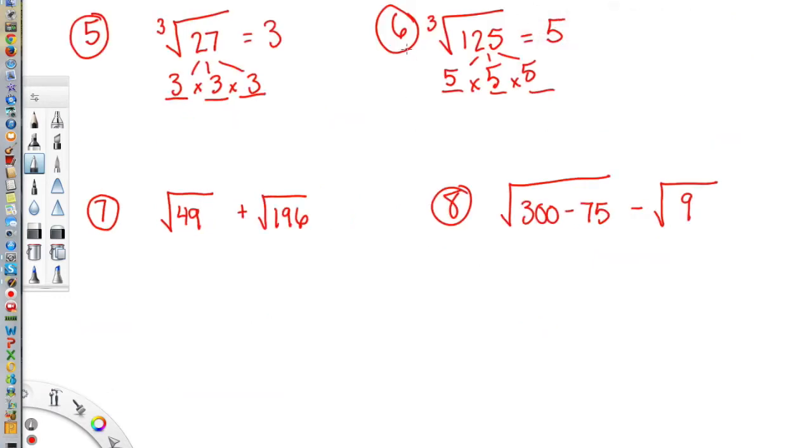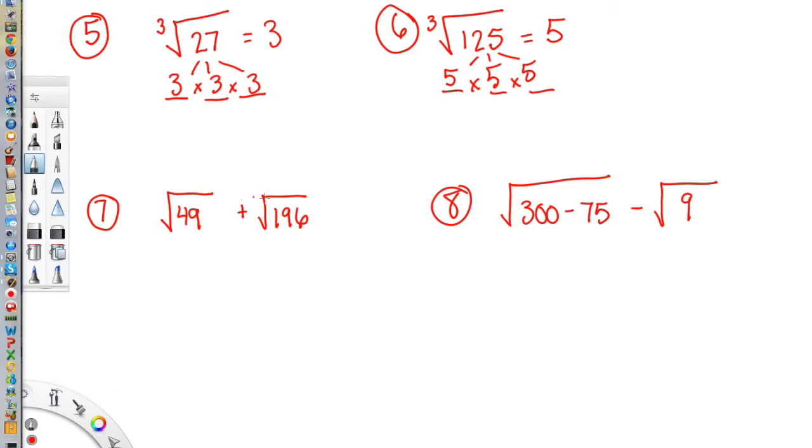Next, numbers 7 through 10 says simplify each expression. So let's take a look at our first expression. You would read this, the square root of 49 plus the square root of 196. Now we have 3 operations altogether. I have 2 square roots, which are just negative exponents, and I also have addition here. As always, follow the order of operations, and it will lead you to the correct answer if you calculate correctly. Order of operations is never an option. You must always follow it. When you choose not to, it's going to lead you to the wrong answer.